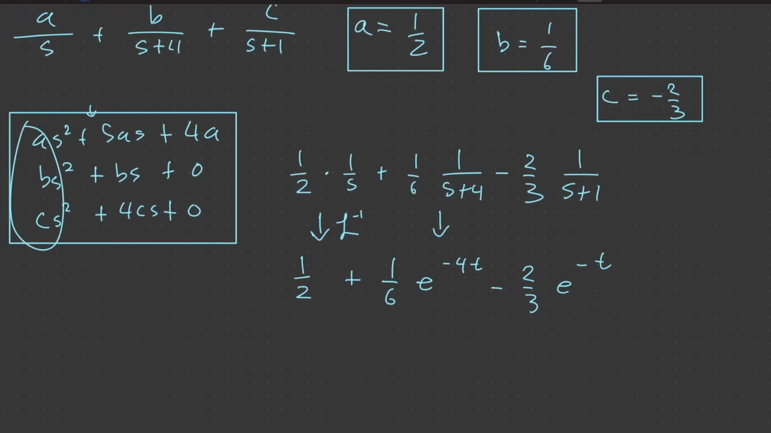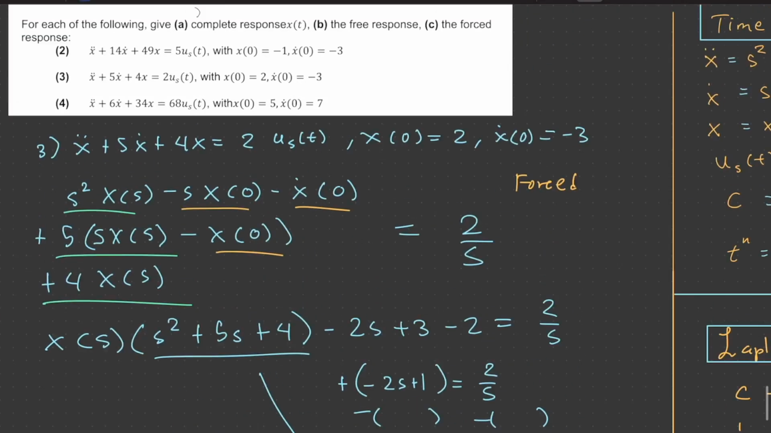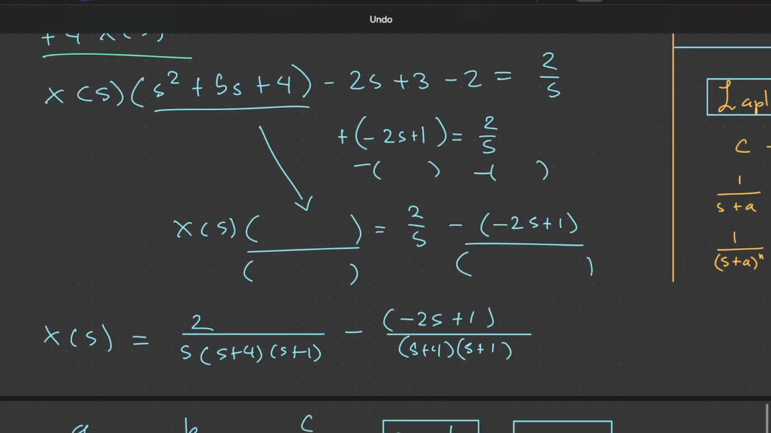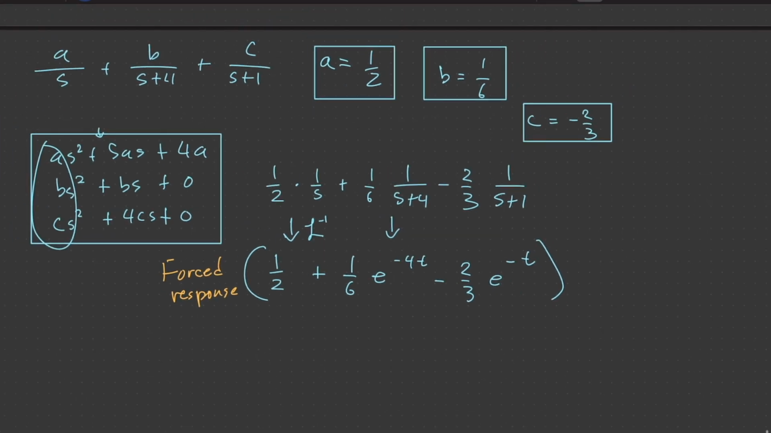Right, and this came from the 2, right? And the 2 was originally with our unit step function. So this is actually categorized as the forced response, right? This is going to be our forced part of a response, meaning that it is the input into our system of differential equations.